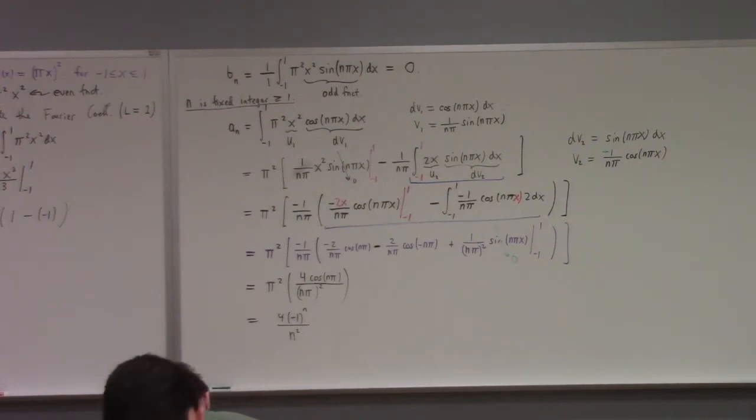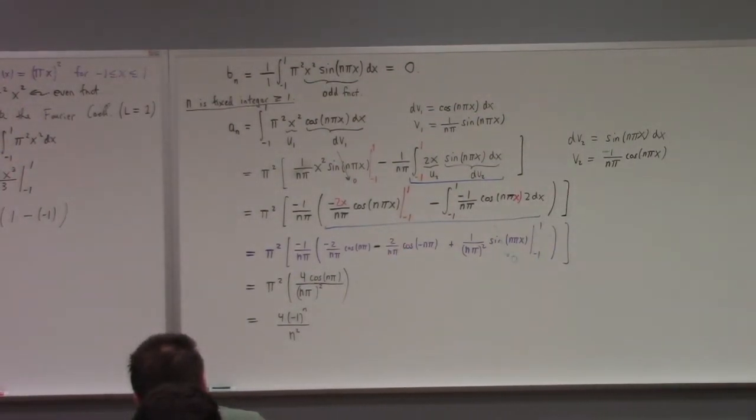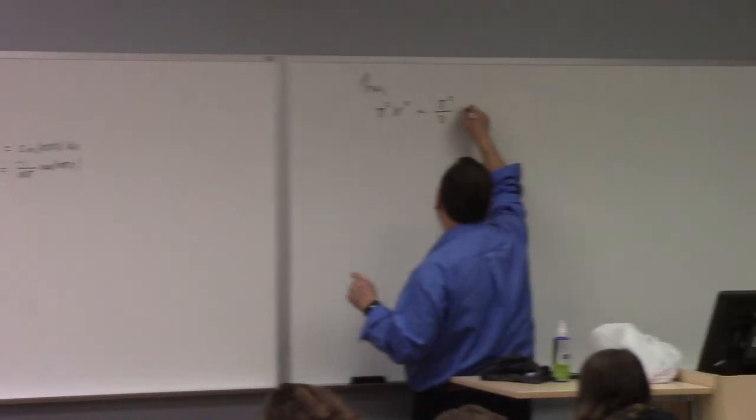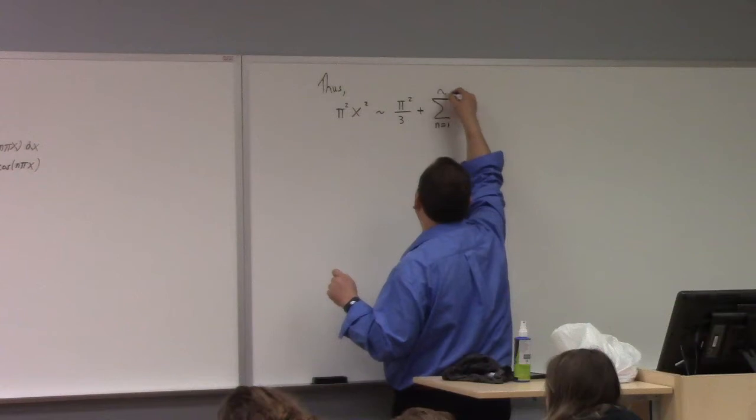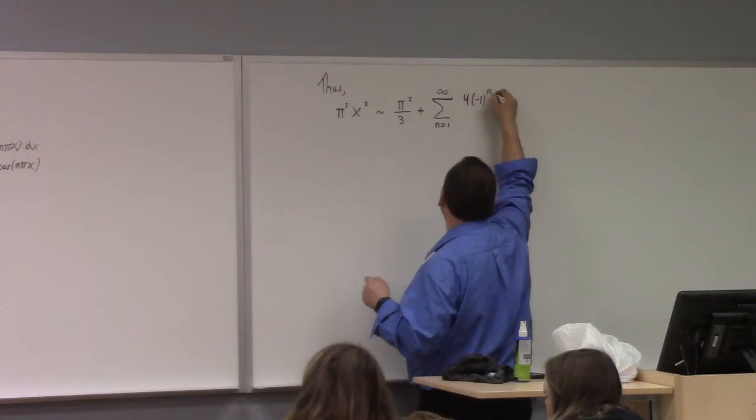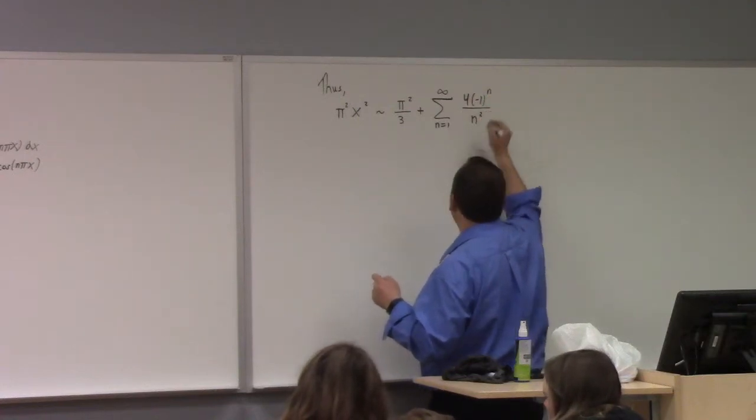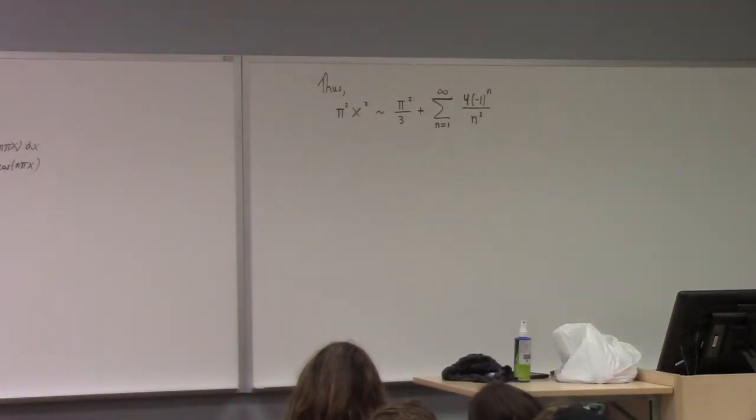Thus, x squared is, what was a sub 0? Pi squared over 3, yeah? Oh, is it x squared that we're approximating? Pi squared x squared, thank you. Pi squared x squared is pi squared over 3 plus what? The sum, n equals 1 to infinity of what is it? 4 times minus 1 to the n over n squared times what? Cosine of n pi x, yeah?